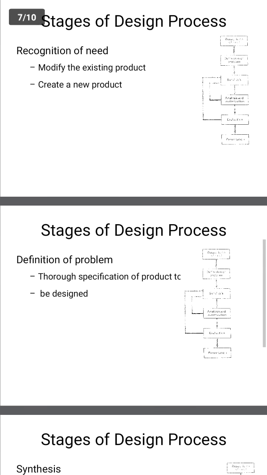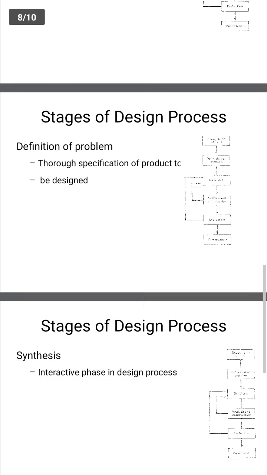Then, definition of a problem. What is the definition of a problem? Through specification, the product is to be designed. If any problem arises in designing, or in size, say a nut size is high or low, we can change the specification for that, like giving M30 or M25 bolt size, nut size, like this.